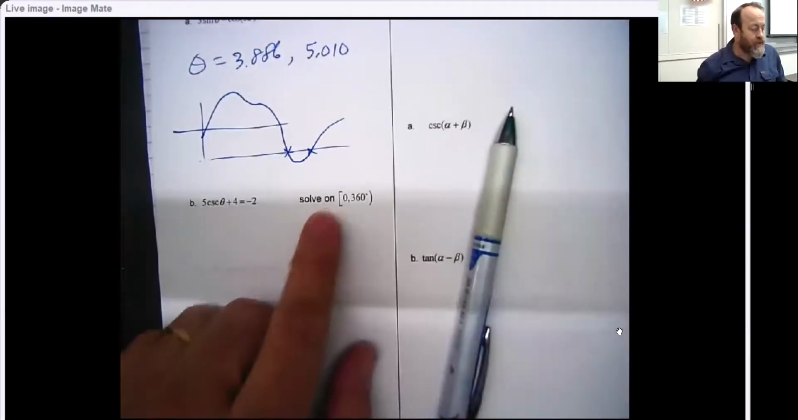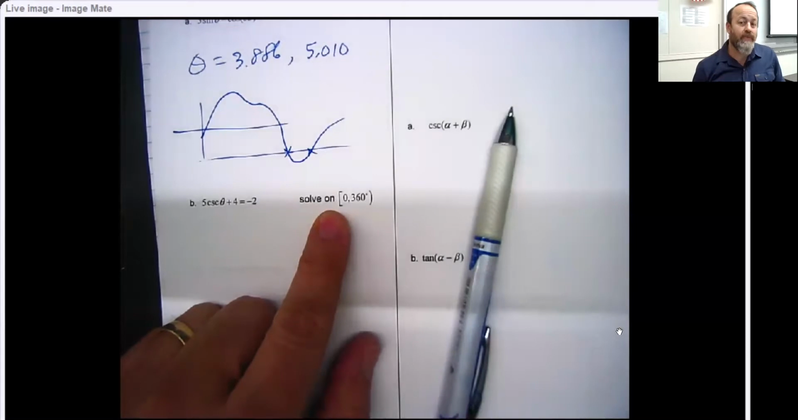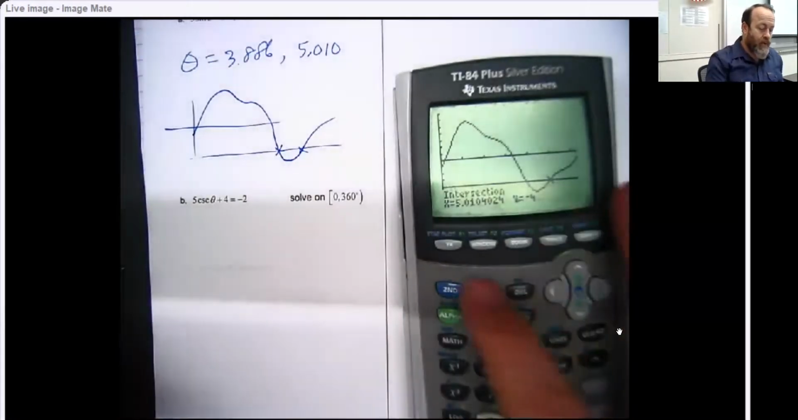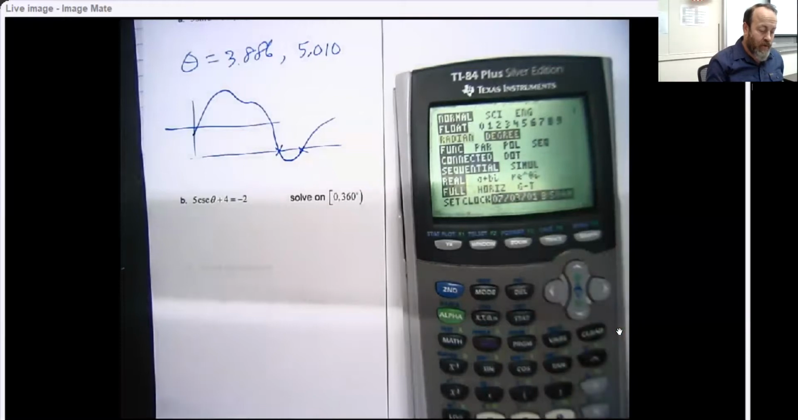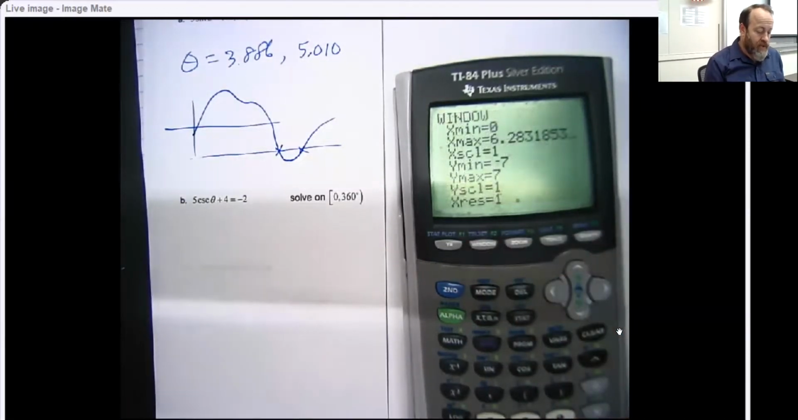Now, you'll notice that there's a switch here. This is something we don't do very frequently. It actually told you to go to degrees. So in my mode, let's go over here to degrees, which means my window is not going to be 0 to 2 pi, it's 0 to 360.